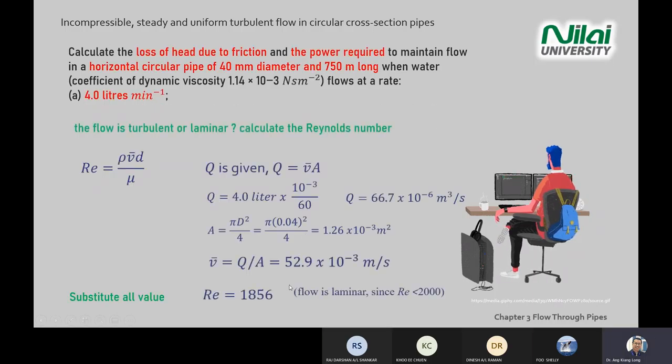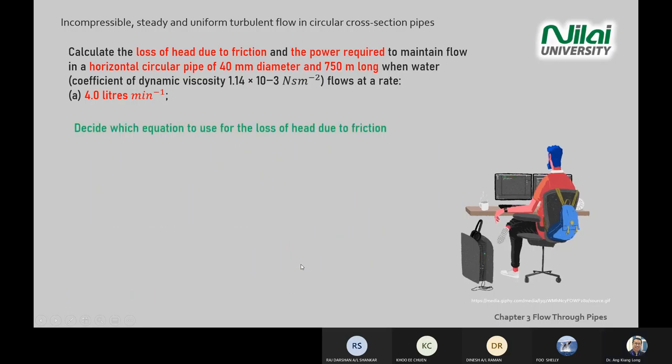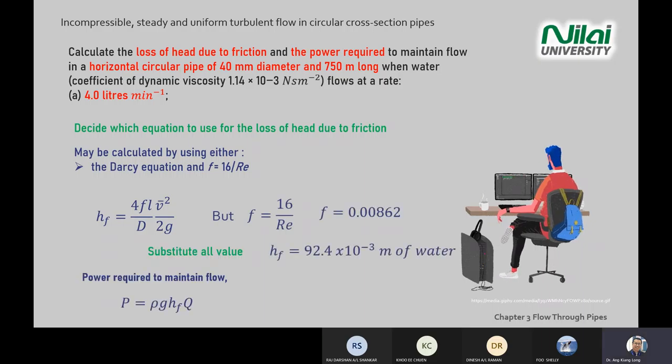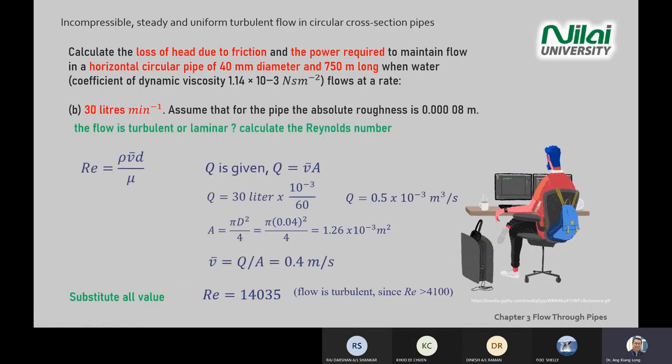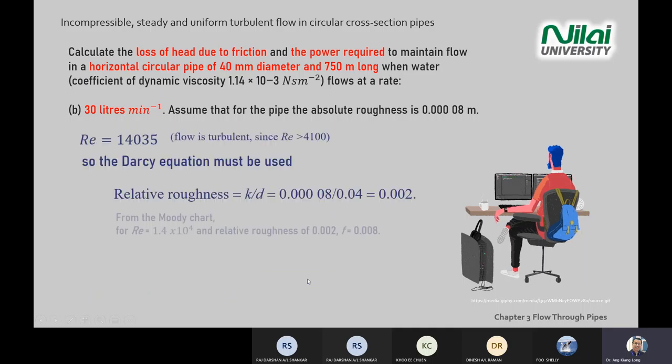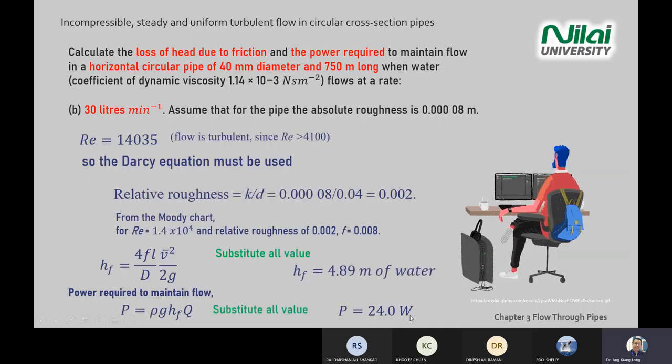For section A, you calculate the power and the Reynolds number. The power for A is 0.06 watt only. The power required to maintain the flow is very low, 0.06 watt. However, to maintain 30 liter per minute, you need 24 watt of power. Just to give you a hint, in your coming test 2, you'll be required to calculate power. So this equation is important for you.